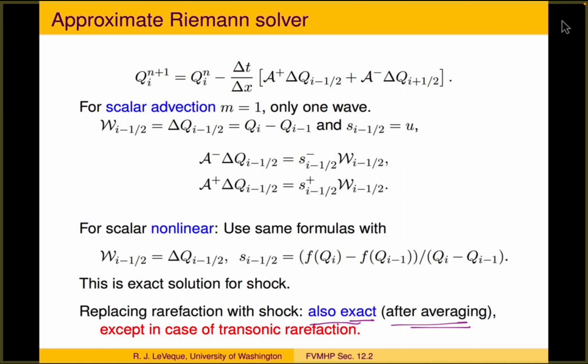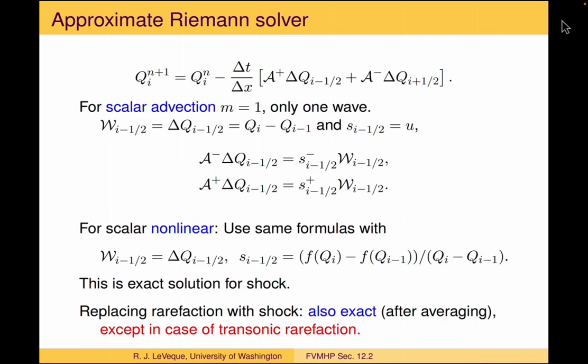But in general, even though it seems like only an approximation, it turns out it gives you the right answer, except in the case of a transonic rarefaction, where things are a little more complicated, as we might expect, because that's the only case where the interface flux is more complicated than just being the flux to the left or the right.